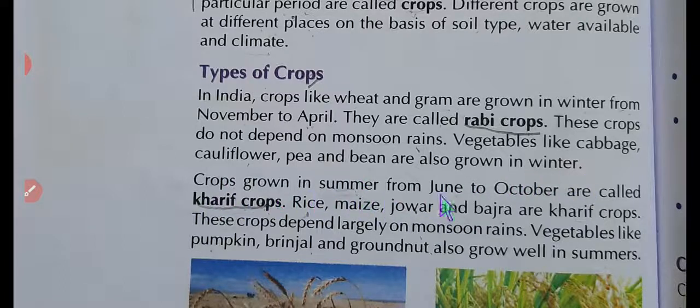Crops grown in summer from June to October are called kharif crops. Rice, maize, jowar, and bajra are kharif crops. These crops depend largely on monsoon rains. Vegetables like pumpkin, brinjal, and groundnut also grow well in summers.